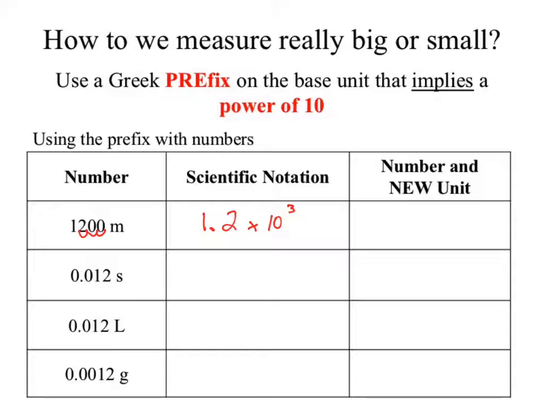That number is larger than 1, so it's a positive value. And I get meters. Yeah? 1.2 times 10 to the 3rd meters. What is my new unit? Well, it's going to be 1.2. 10 to the 3rd meant kilo, so I have kilometers. There's my new unit. Your turn.